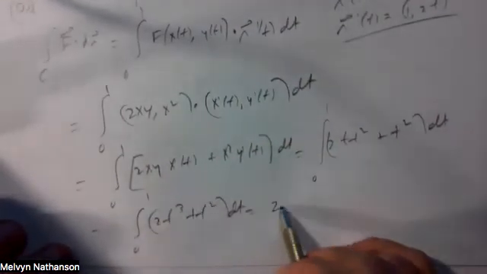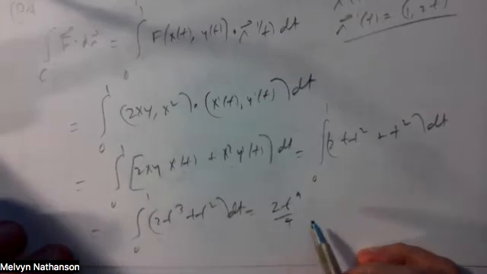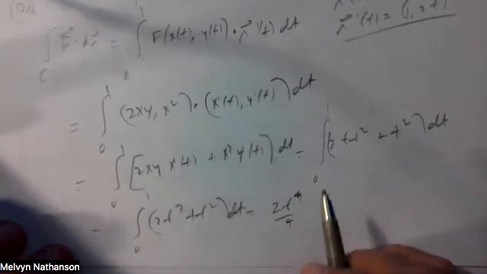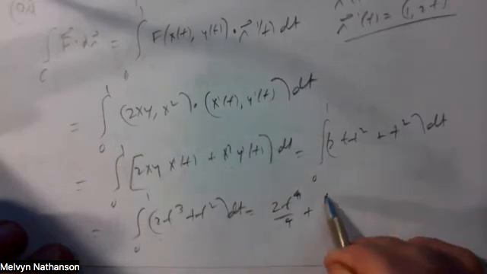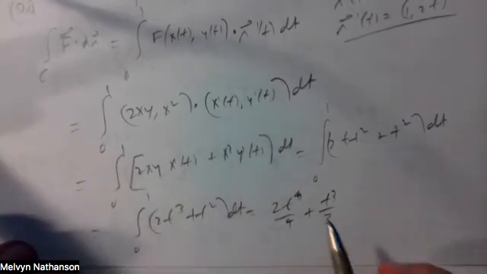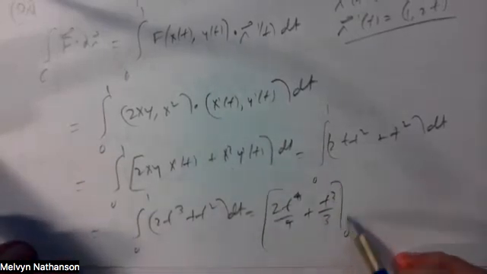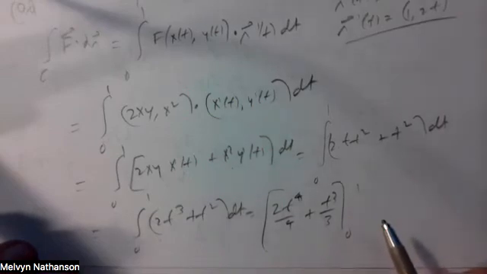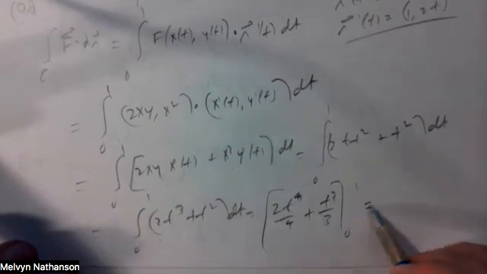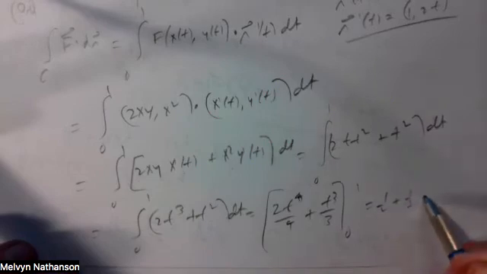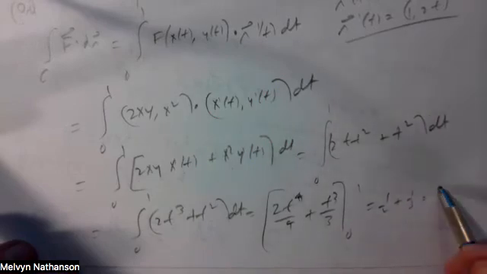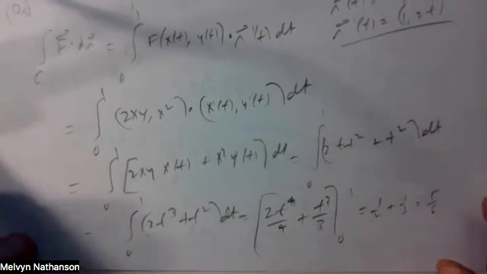The integral of 2t cubed is 2t to the 4th over 4, plus the integral of t squared is t cubed over 3, evaluated from 0 to 1, which doesn't look good. This is a half plus a third, which is 5/6, and I wanted it to be 1. So let me just go back and double check what I did here.